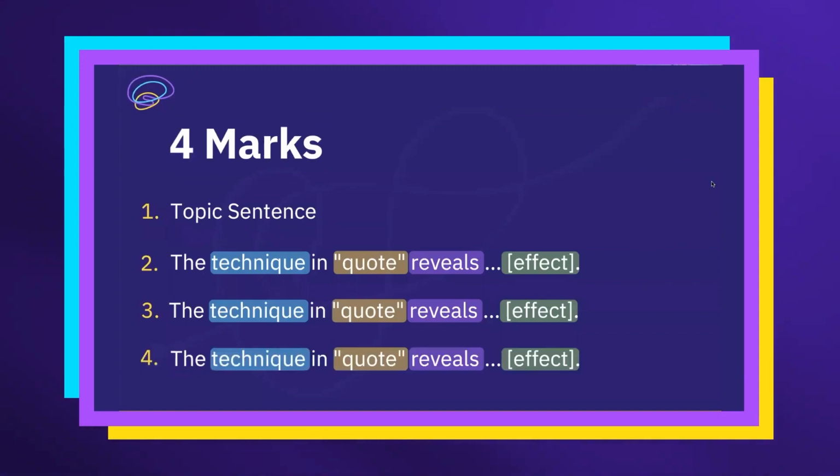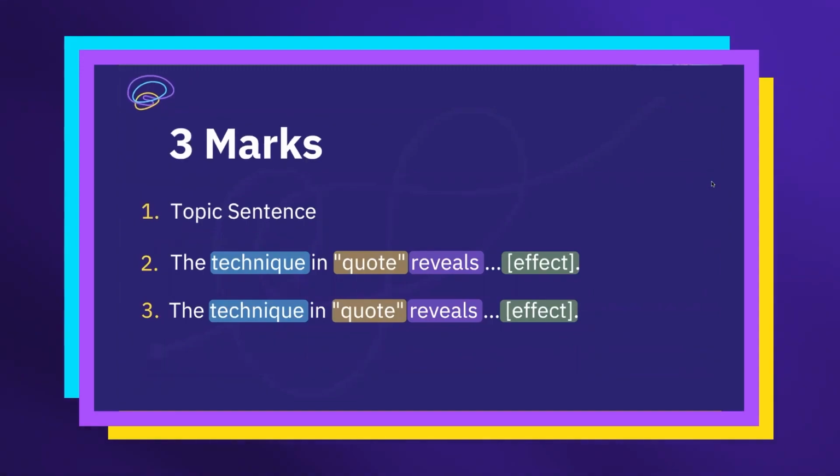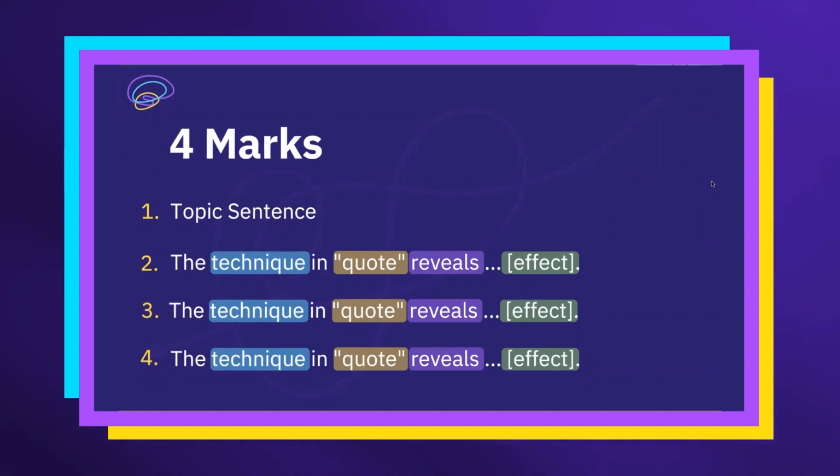What about a 4 marker? It's easy to remember this. 3 marker is that. 4 marker is just another piece of analysis. You don't need to write more than this. So a 4 marker is 4 sentences. You just need 4 different techniques. Sorry, 3 different techniques for this.